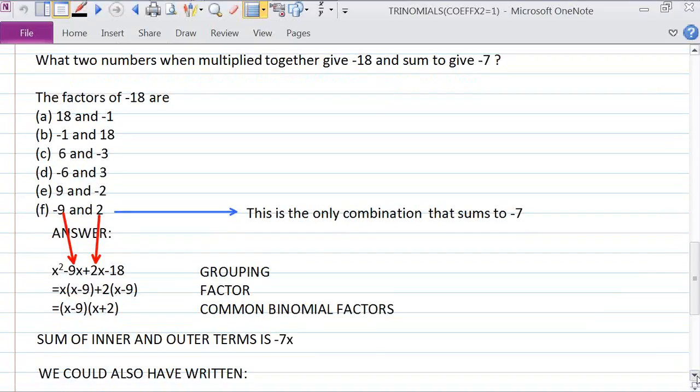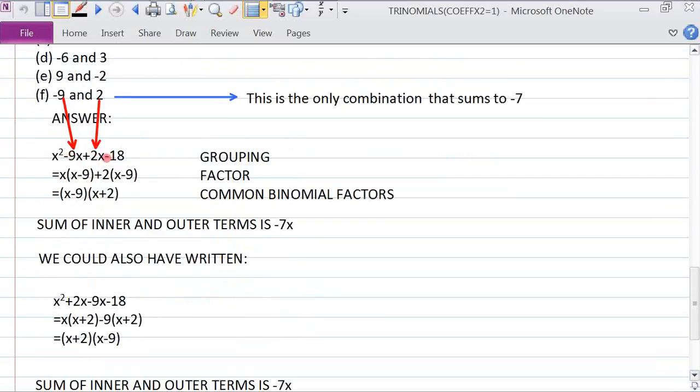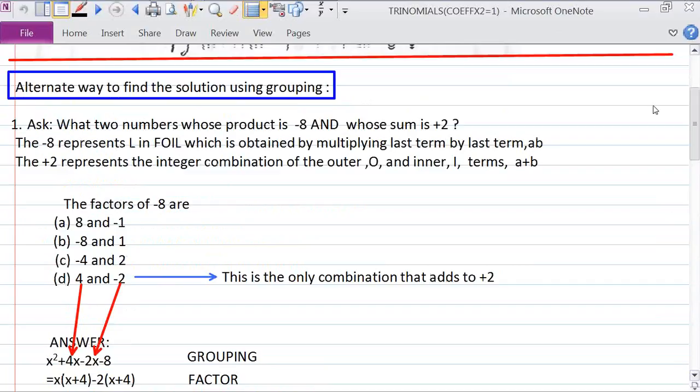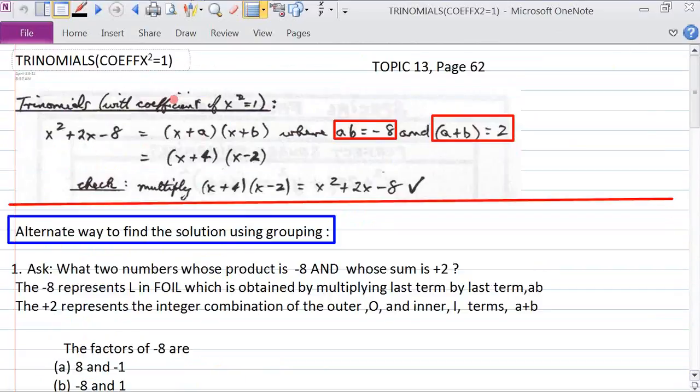So that's it. So again, here, instead of writing minus 9x plus 2x, I could have written plus 2x minus 9x. Doesn't make any difference. I factor out x from the first two terms, I get this. I factor out minus 9 from the third and fourth term, get minus 9 times x plus 2. X plus 2 is the common factor, get x plus 2 times x minus 9, which is exactly the same as that. And you can see that the combination of the inner term here and the outer term gives us minus 7x. So that's the methodology for factoring trinomials where the coefficient of x squared is equal to 1.